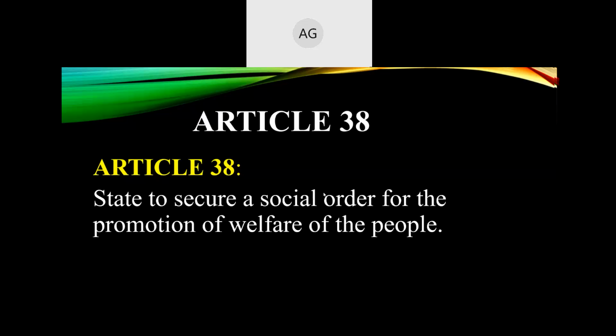This article clearly mentions that the state has to be secured with a social order. The state should guarantee the citizens that there will be a social order wherein the state's objective will be only the promotion of welfare of the people. And when I speak about welfare of the people, it means that each and everyone will get equal justice. Each and every citizen will get economical justice, political justice, social justice. There will be equal opportunities, equal facilities given to each and every citizen.